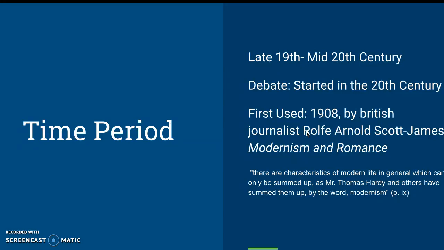A quote that I picked out from it reads, "There are characteristics of modern life in general which can only be summed up, as Mr. Thomas Hardy and others have summed them up, by the word modernism."